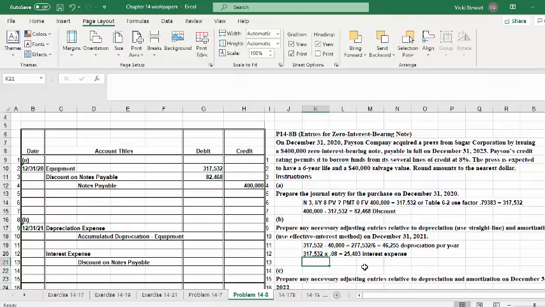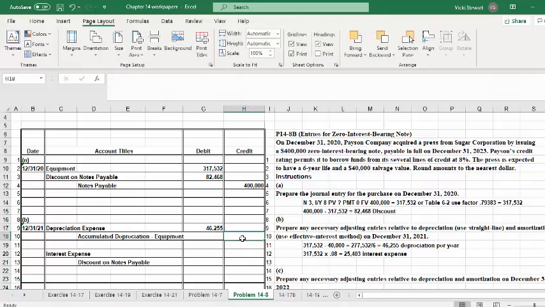Next, we would need to determine the amount of interest expense to record in the amortization of the discount. We take the carrying amount of the note, which at the beginning is $317,532, multiply it by the 8% interest rate, and that would give us $25,403 of interest expense.